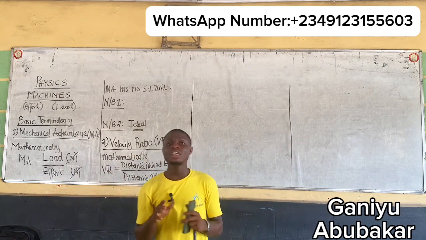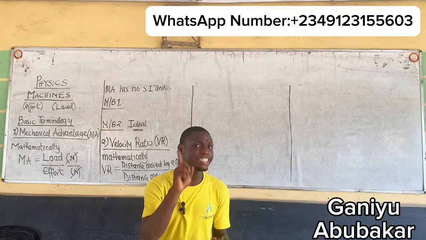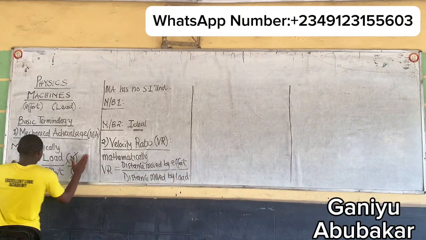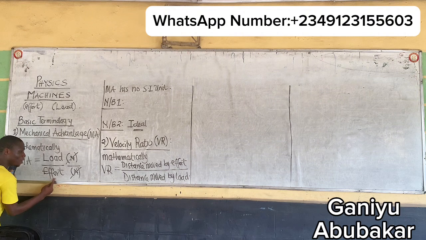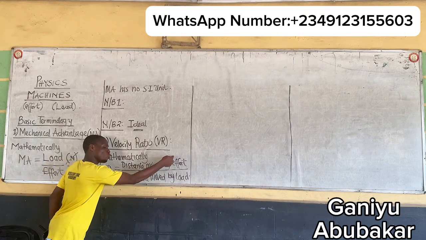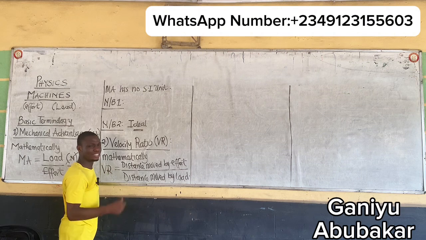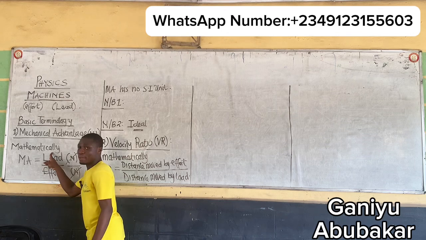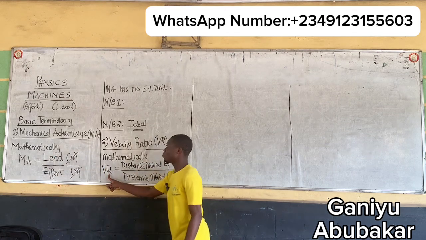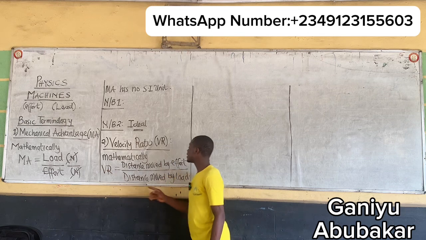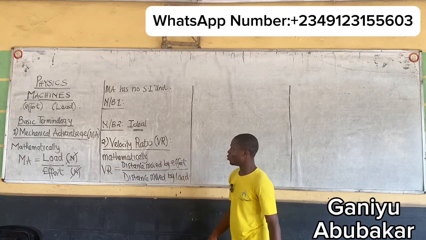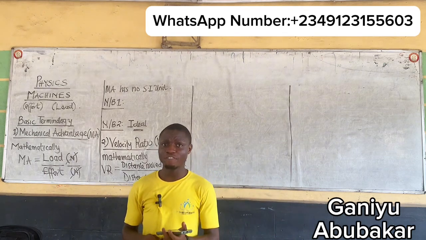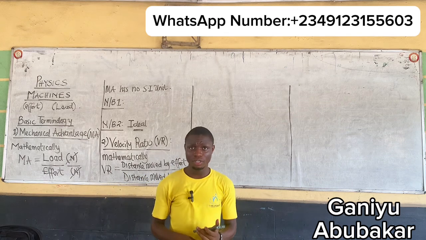Now listen, here is what you need to note. The difference between mechanical advantage and velocity ratio is that for mechanical advantage, load comes first before effort. For this one, effort comes first before what? Before load. Please note that difference. Mechanical advantage has load first before effort, while VR, which signifies velocity ratio, has effort first before load. This is the concept behind the second term in the study of machine called velocity ratio.